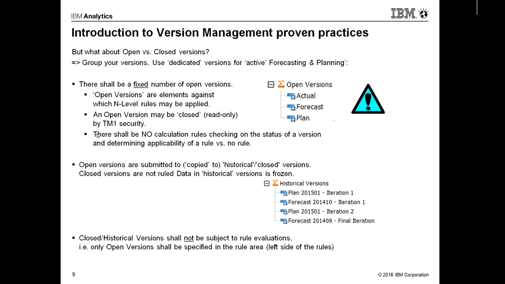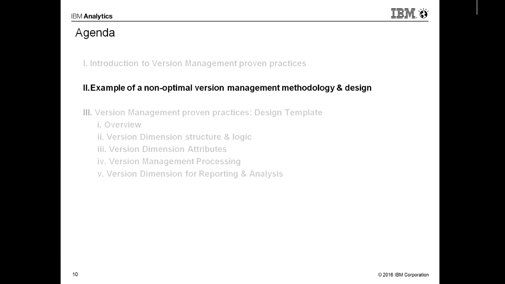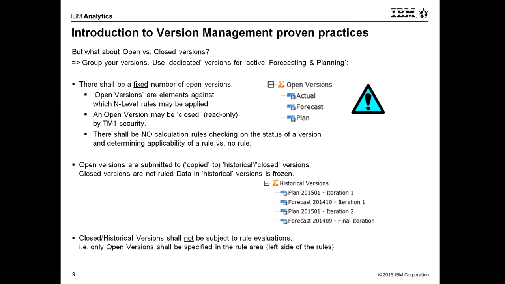So what you don't want here is a calculation rule that checks on the status of a version and determines the applicability of a rule versus no rule. It means you always apply your rules to your open versions or to specific open versions. You just do not apply them to historical versions. So we took a quick example of how we separate open or active versions and distinguish them from historical versions.